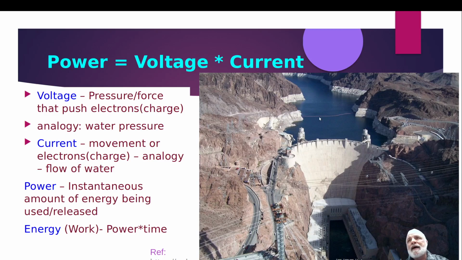If you think about a dam, like the Hoover Dam here, the pressure is equivalent to the voltage. The height of the water is pushing against the dam, and that is the pressure pushing it through. If they open up one of the gates and allow water to flow through, it's going to be forced out, and the actual flow of the water is the current.